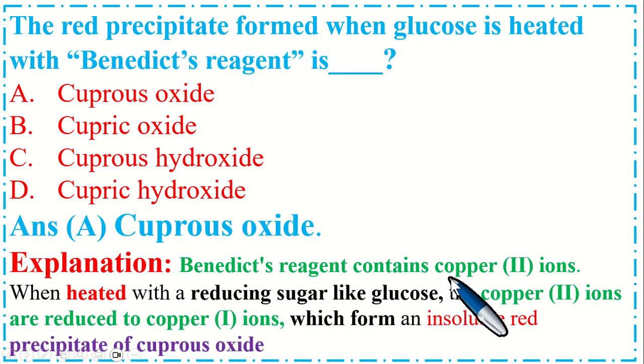Benedict's reagent contains copper 2 ions. When heated with a reducing sugar like glucose, the copper 2 ions are reduced to copper 1 ions, which form an insoluble red precipitate of cuprous oxide.